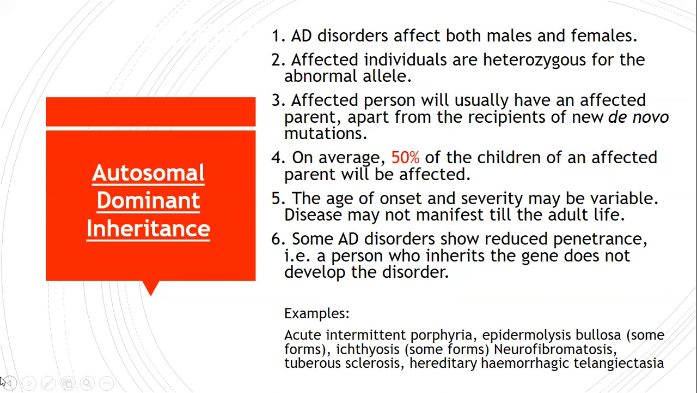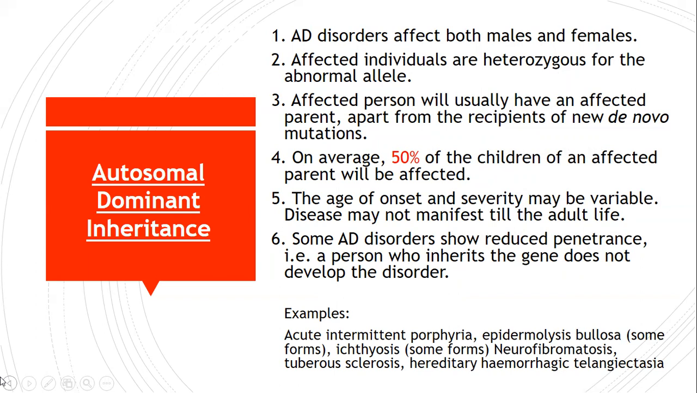First of all, the autosomal dominant inheritance. The characteristics of autosomal dominant inheritance. Autosomal dominant disorders affect both male and female. So since the disorder is on the autosomal chromosomes, on somatic chromosomes, both males and females are affected. The affected individuals are heterozygous for the abnormal allele.